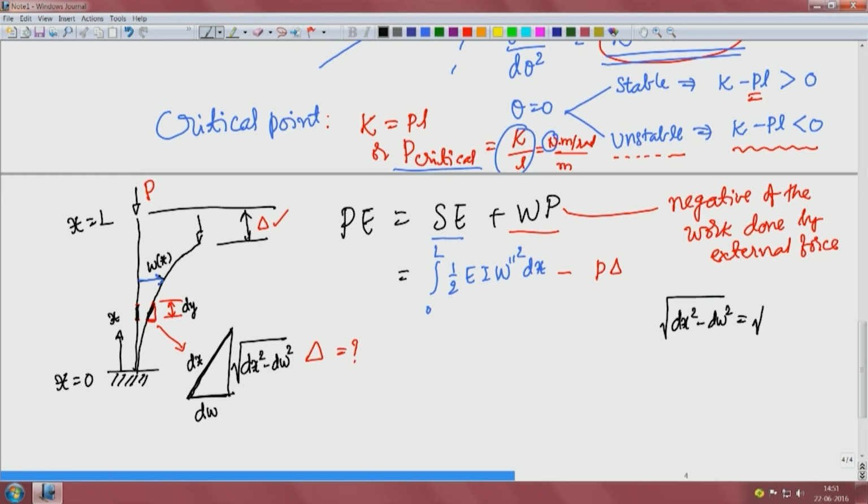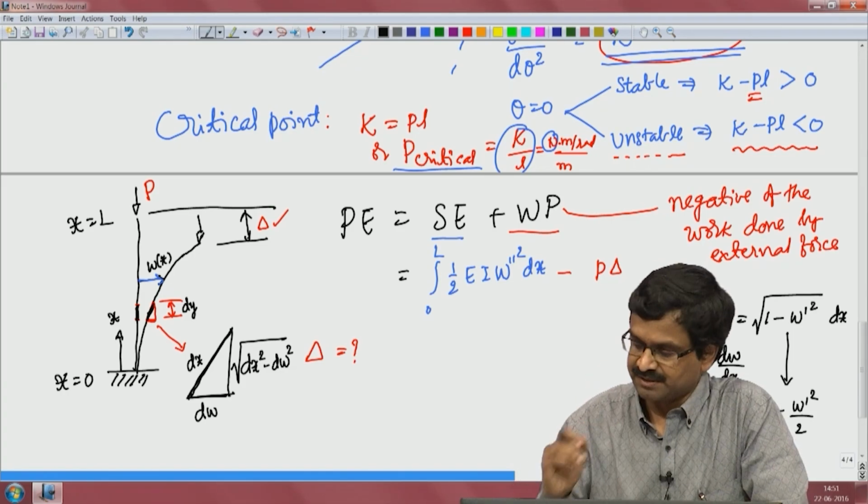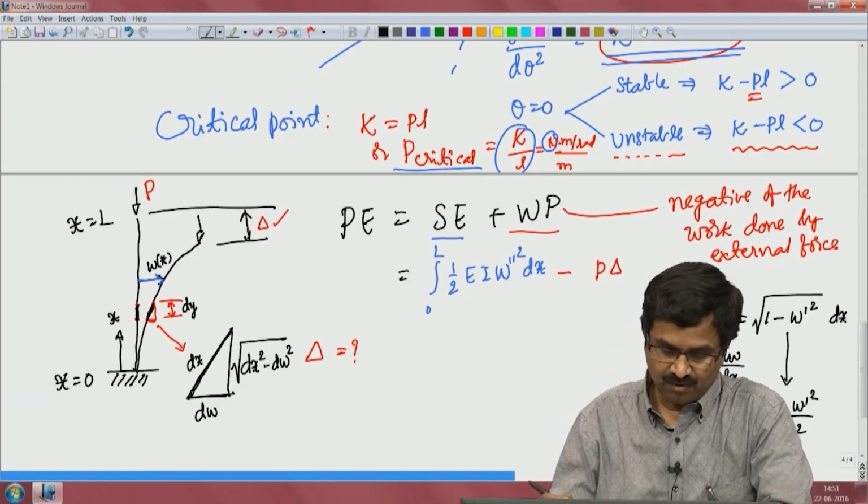I can write this as square root of 1 minus w prime square, take the dx out, where w prime in our notation is dw by dx. You know that this square root of 1 minus w prime square can be approximated as 1 minus w prime square by 2, when w prime is small, which is what it is, it just buckles. We are not worried about post buckling analysis, just when it buckles, small displacement. Now, what is this delta?